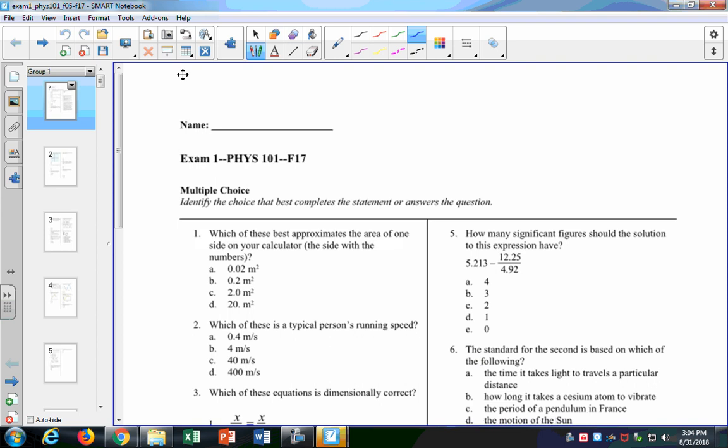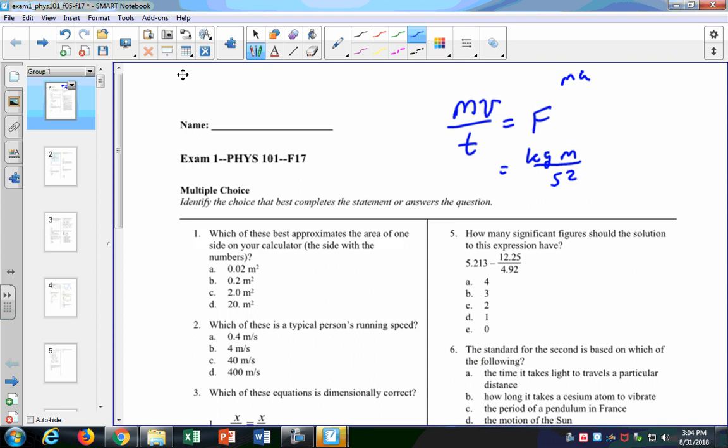Let's see. Most of you had trouble with the third one, I think, which was mv over t. Is that equal to force or something like that? The trick on this is, one, you have to know what F is. I told y'all that in class in an email, I think. But F is actually equal to the mass times acceleration. So that's kilogram meters per second squared.